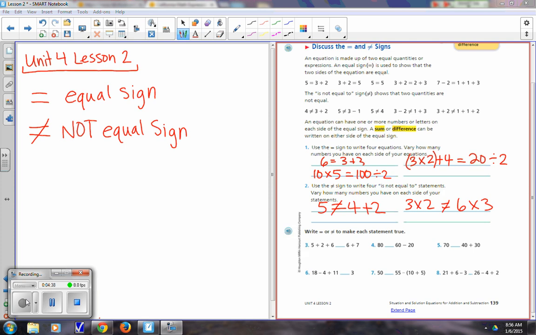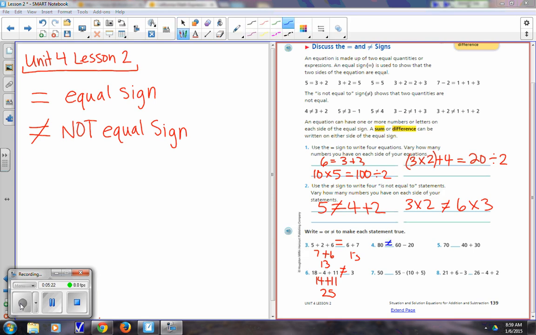So if I'm doing the first one, 5 plus 2 is 7, and 7 plus 6 is 13, right? 6 plus 7 is, so this one would definitely equal. 18 take away 4 is 14, plus 11 is 25. That definitely does not equal 3. So I need you to take your number detective skills and do those 4, writing equal or not equal. Go.